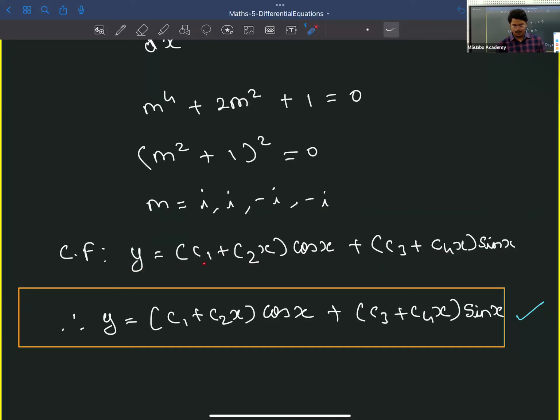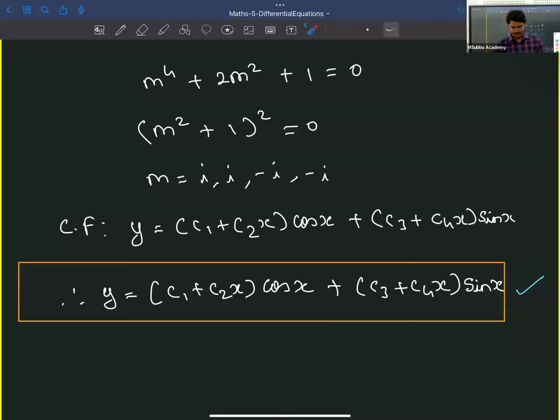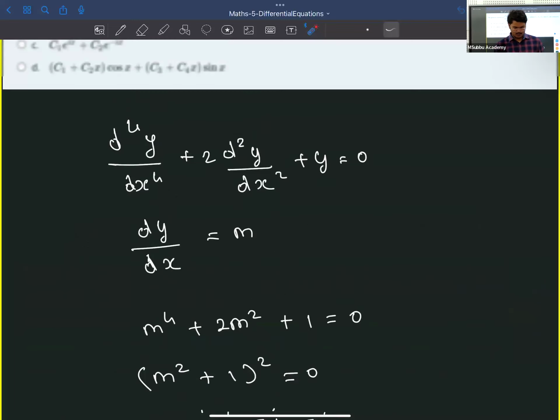You have to just remember this, which is nothing but (c1 plus c2x) cos x plus (c3 plus c4x) sin x. So this will be the complementary function. You have to just remember that, there's no other way. So from this you can directly write the option.